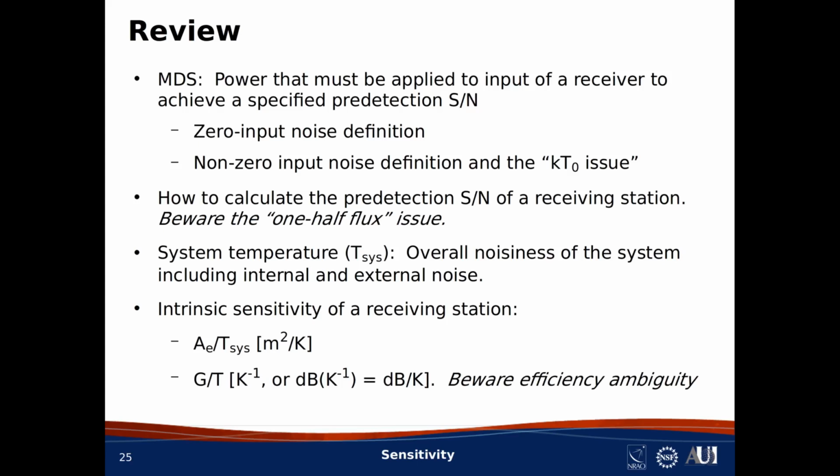Finally, we've defined the intrinsic sensitivity of a receiving station, and we've done that in terms of the metrics AE over T-sys, having units of meters squared over Kelvin, and G over T, having units of 1 over Kelvin, or dB per Kelvin. Here I pointed out a common source of confusion having to do with the efficiency when using the metric of G over T. Again, definitions matter.